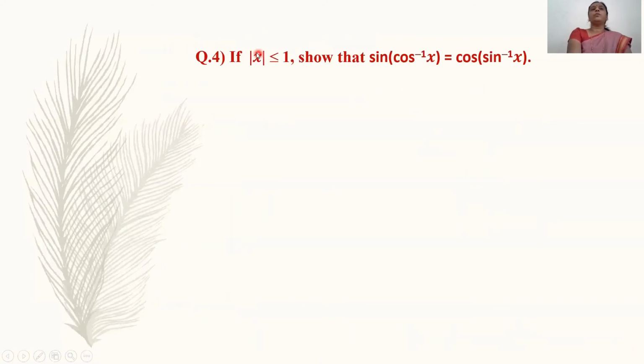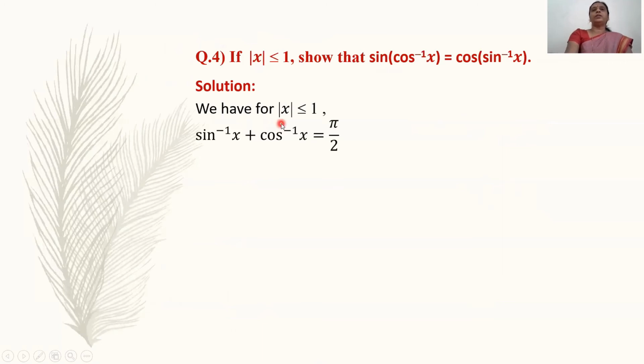If mod of x is less than or equal to 1, then show that sine of the bracket cos inverse x is equal to cos of the bracket sine inverse x. Now, for mod of x less than or equal to 1, we have the property sine inverse x plus cos inverse x is equal to pi by 2. If I take sine inverse x to the right hand side, I will get cos inverse x equal to pi by 2 minus sine inverse x.